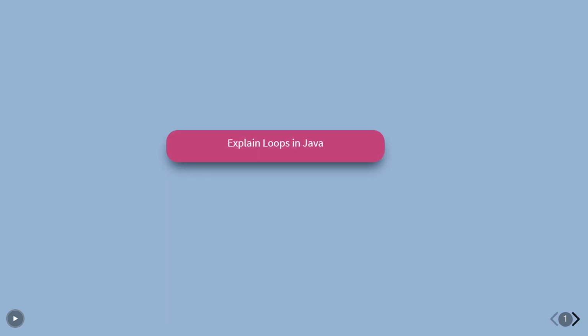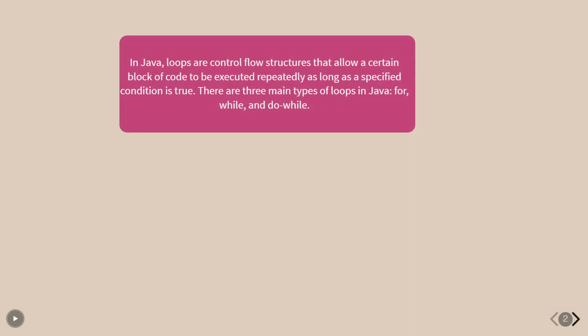Explain loops in Java. In Java, loops are control flow structures that allow a certain block of code to be executed repeatedly as long as a specified condition is true. There are three main types of loops in Java: for, while, and do while.